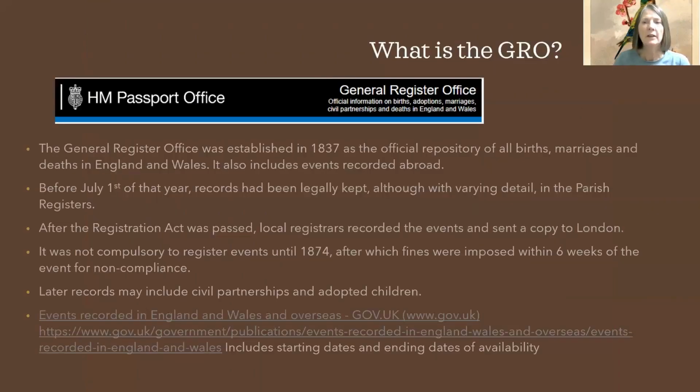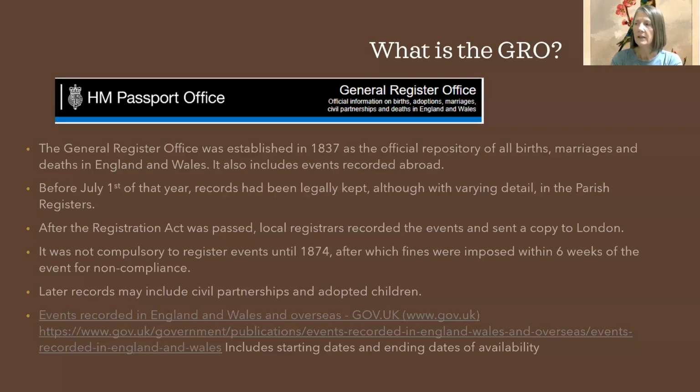So first, what is the GRO? It's the General Register Office of the United Kingdom. It doesn't have Scotland or Ireland. It only has Wales and England, so it's not everything. You have to get the others from their own national archives.